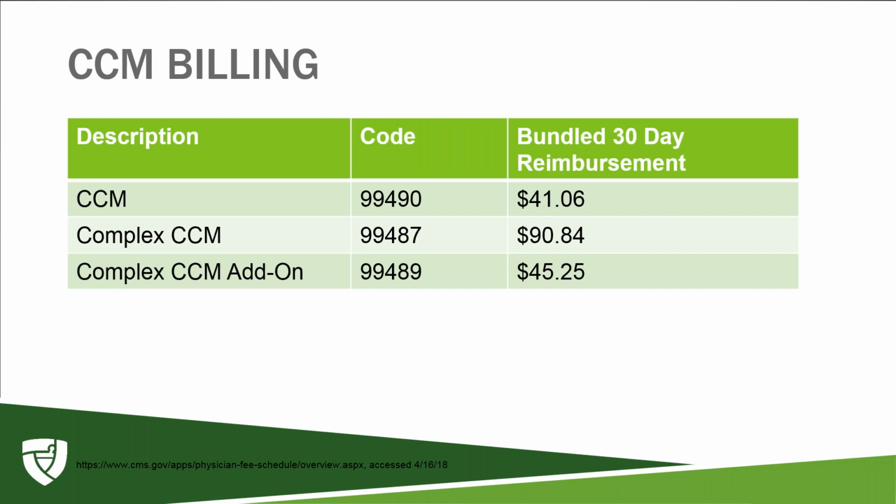As far as reimbursement, as I mentioned earlier, these are bundled reimbursements. So the reimbursement is meant to pay for everybody involved in the care of that patient for that month. For your standard CCM code, again, that's 20 minutes of clinical staff time. The code is 99490, and that reimburses a little over $40 per month. For our complex patients, it's a 99487, and that reimburses about $91 per month. And then for each additional 30 minutes, you can bill a 99489, and that's an additional $45 per 30-day bundled reimbursement period.